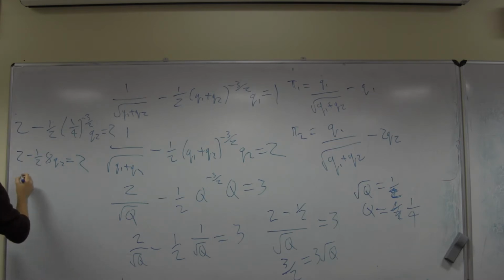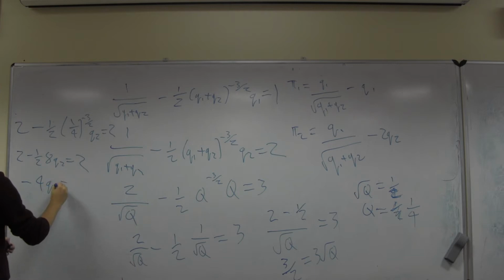8 over 2 is 4. So, and let's get rid of the 2's, so that you don't really need those. So minus 4 q2 is equal to 0. q2 is equal to 0.